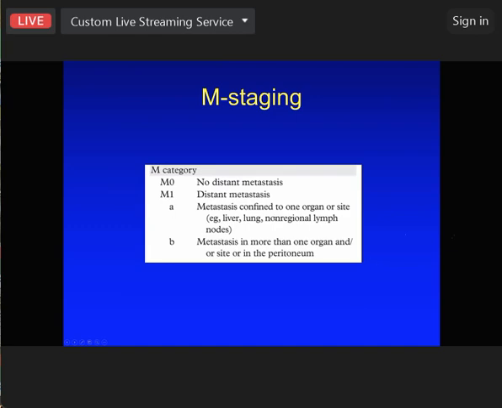So M1A is a metastasis in one organ or non-regional lymph node. M1B is in more than one organ or multiple peritoneal metastases. This is not direct peritoneal invasion, this is separate peritoneal metastases.